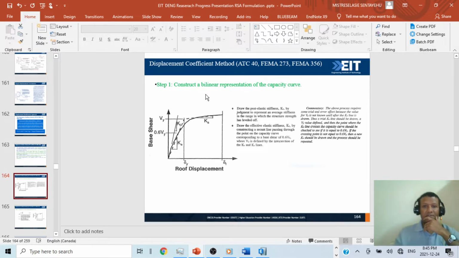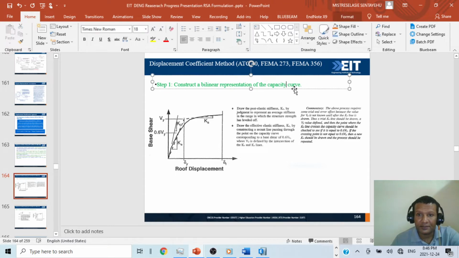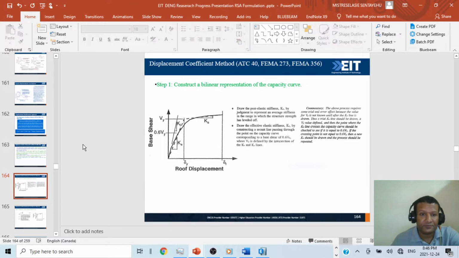Step 1, construct a bilinear representation of the capacity curve. So we have the pushover curve, base shear with roof displacement. Then we have the bilinear idealization, bilinear representation. Then we have K, Ki, Ks. So you can read what this one is, the stiffness coefficients in different sections of the pushover curve. This is the first step, bilinear representation of the capacity curve.